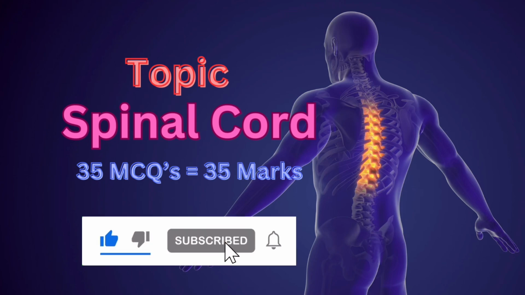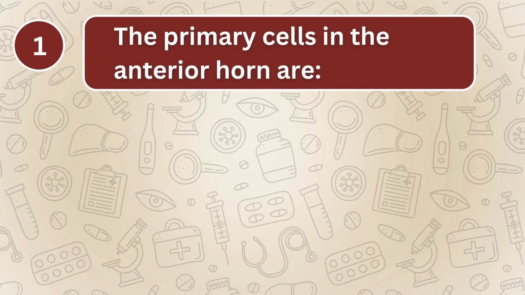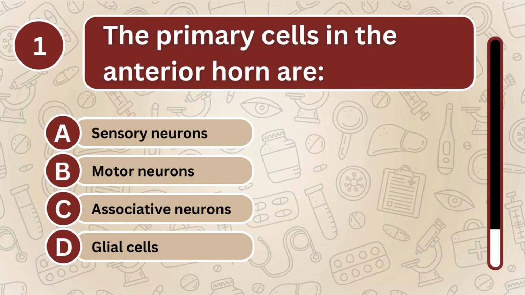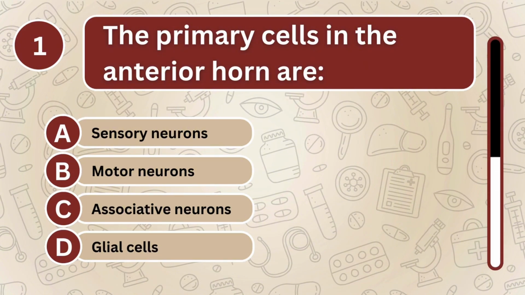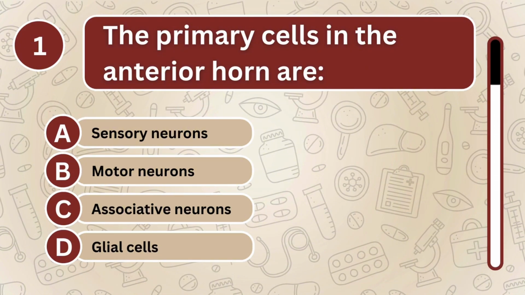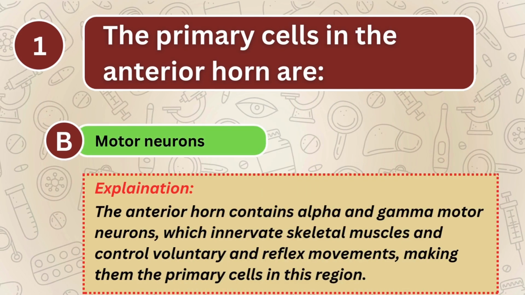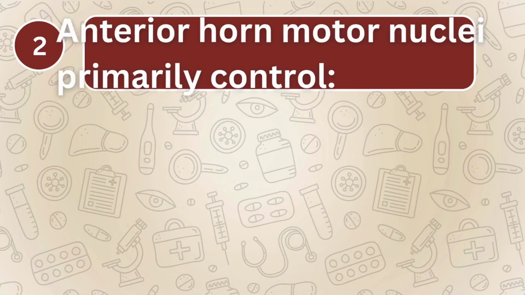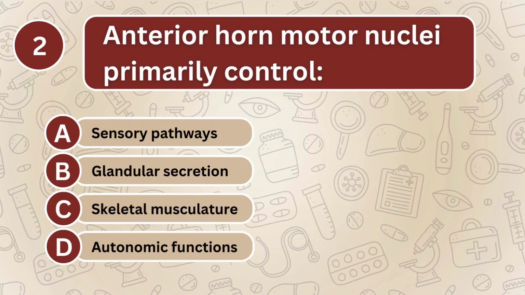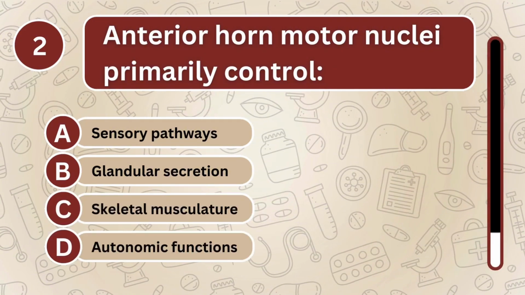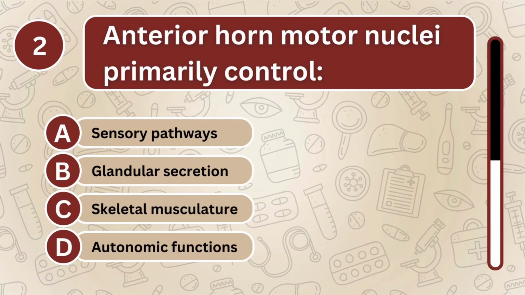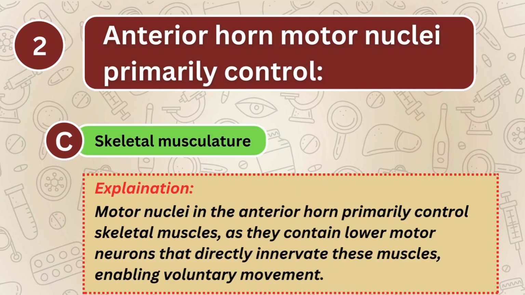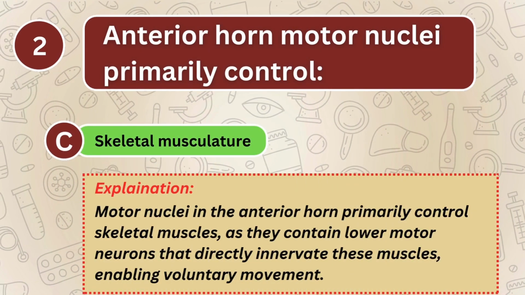Today's quiz topic is spinal cord. The primary cells in the anterior horn are... it's B. Motor neurons. Anterior horn motor nuclei primarily control... correct answer is C. Skeletal musculature.